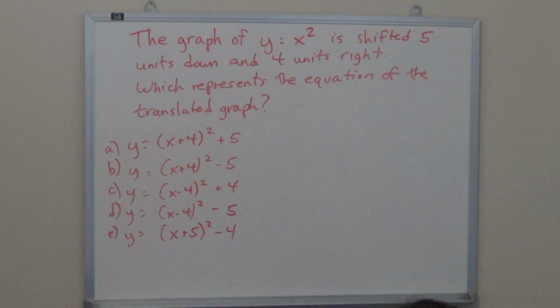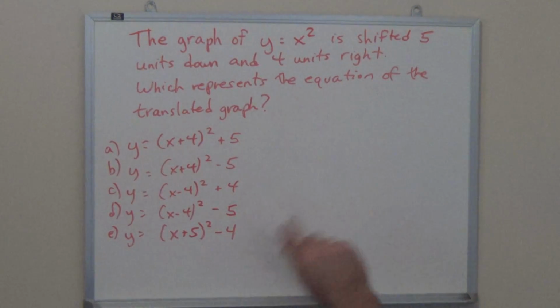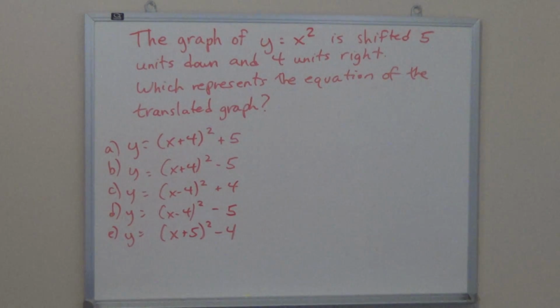Alright, we're back here with another one. Classic ACT question. Let's see what we got today. It says, if the graph of y equals x squared is shifted 5 units down and 4 units to the right, which of these equations represents the translated graph?